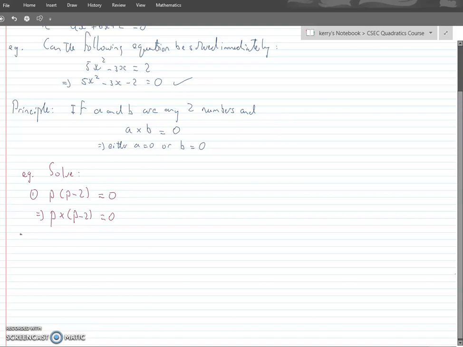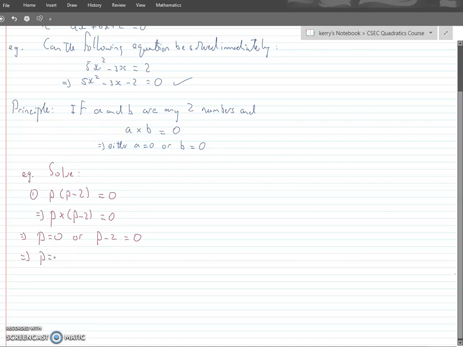So what we see here is that these are two numerical terms, right? P is some number that we don't know, and this is just another number. So A times B must be equal to 0. What this tells us is that either the first term is equal to 0 or the second term must be equal to 0. And this is the principle that we are going to be using to solve quadratics.